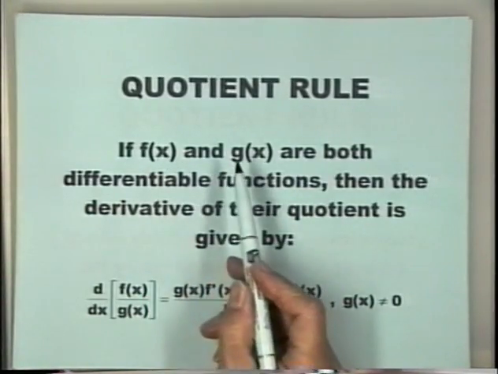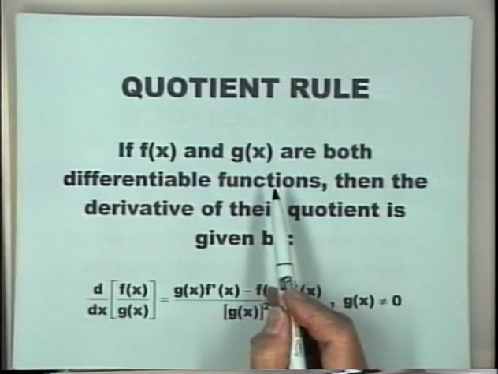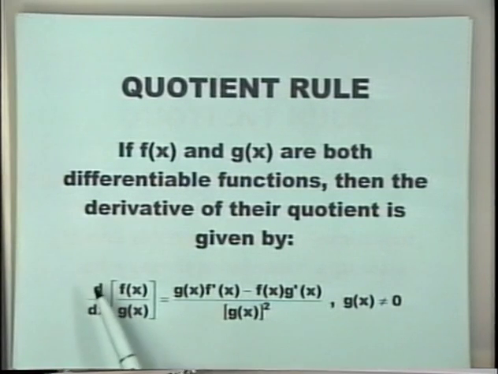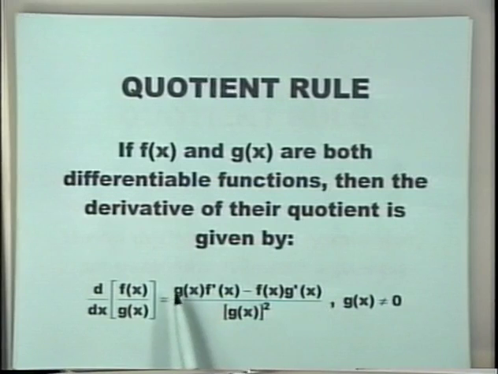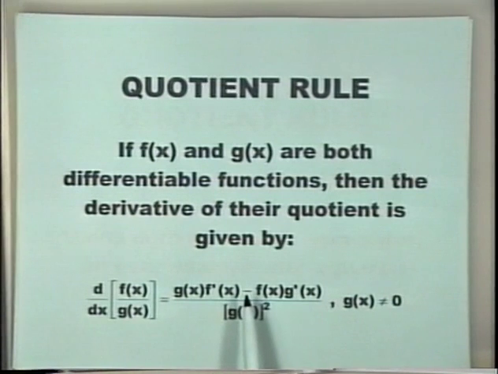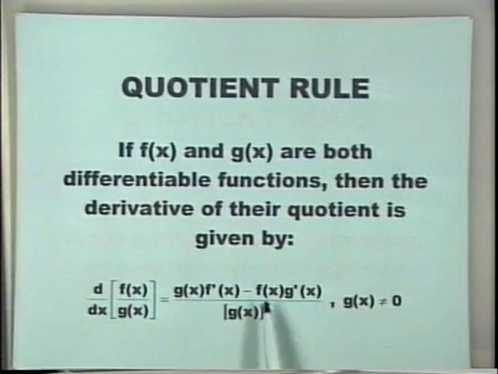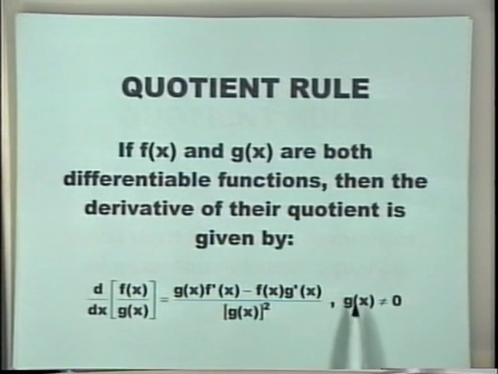If f of x and g of x are both differentiable functions, the derivative of their quotient is given by the following. The derivative with respect to x of function f divided by function g equals g of x times f prime of x minus f of x times g prime of x, all of this over g of x squared. And of course over here they're telling you g of x can't be 0 because it's down here in the denominator, and we cannot have a denominator of 0.